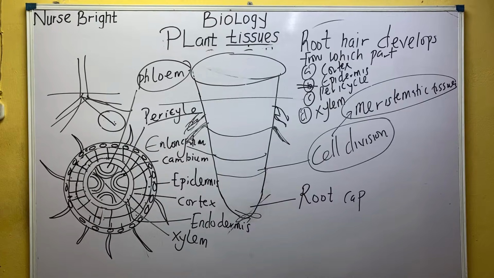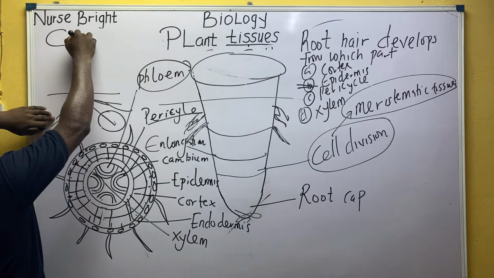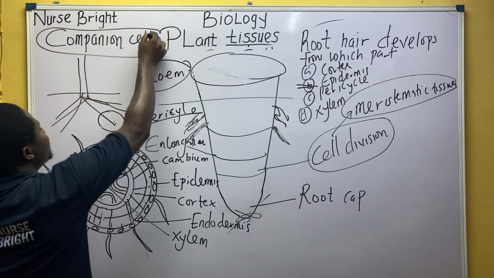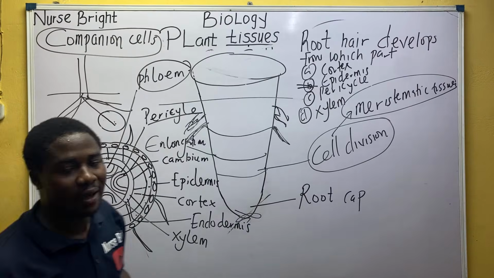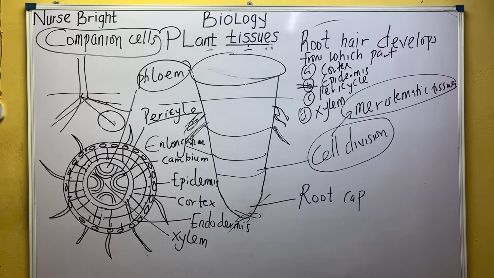Now, inside these phloem tissues we are talking about, we have some special cells. We call them companion cells. Everybody note it: the special cells inside the phloem tissues are called companion cells. Very, very essential. So you can see what we are talking about, right?